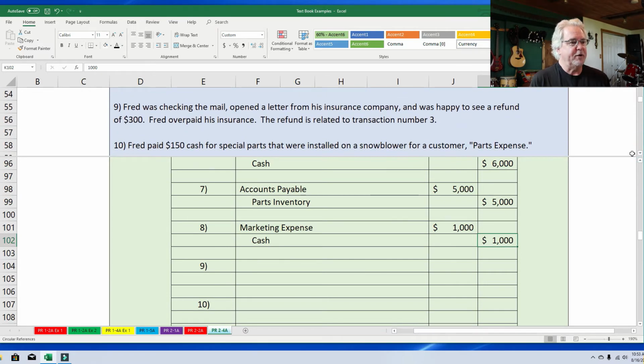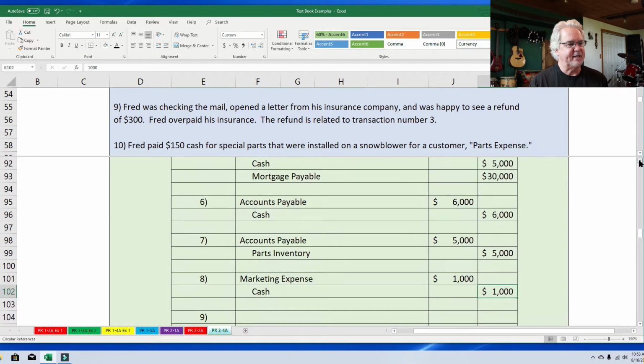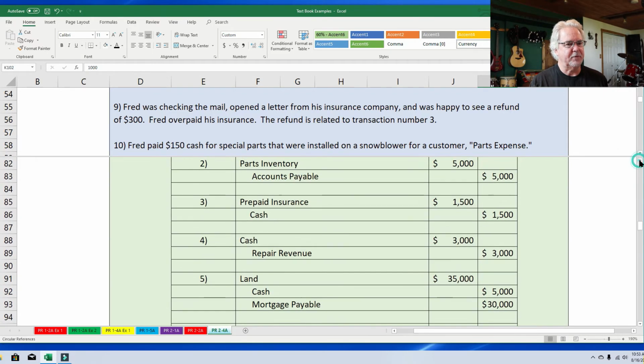Number 9, Fred was checking the mail, opened a letter from his insurance company, and was happy to see a refund of $300. Fred overpaid his insurance, and the refund is related to transaction number 3. So let's go back to number 3, see what we did back there. Here's when Fred bought that insurance. Prepaid insurance, $1,500. He paid cash, so we're listing cash second for $1,500.